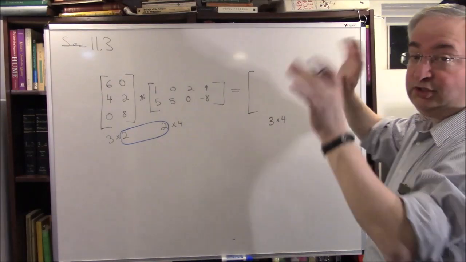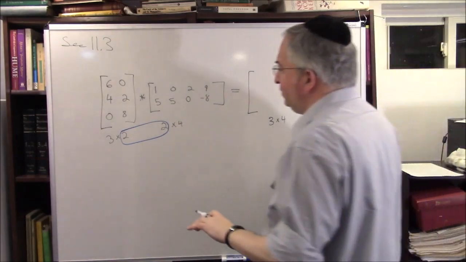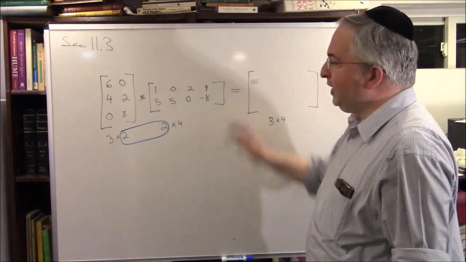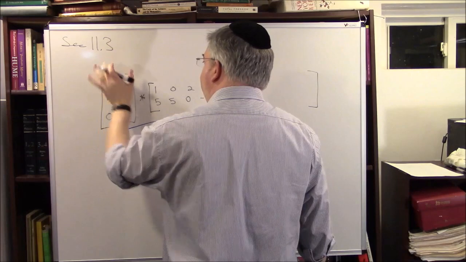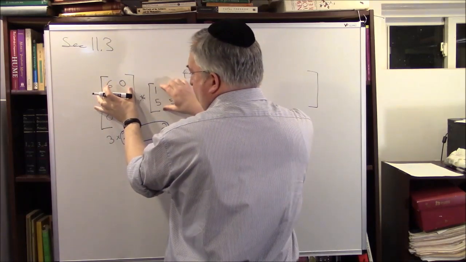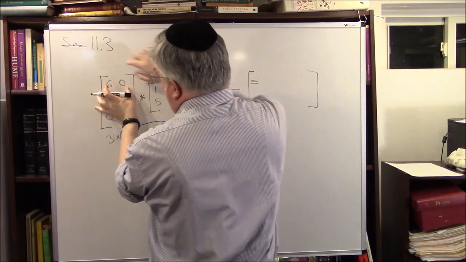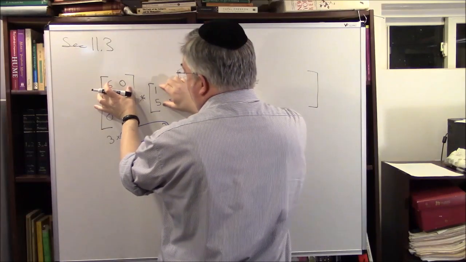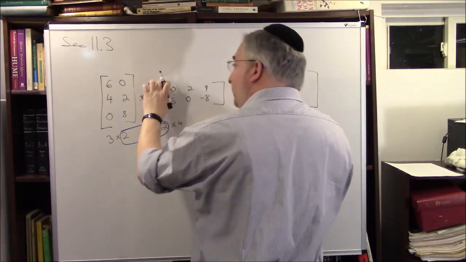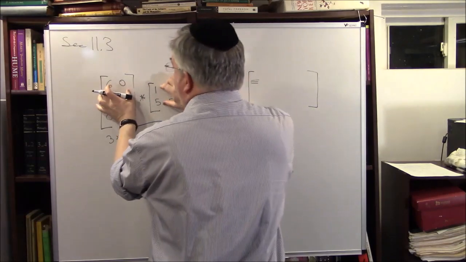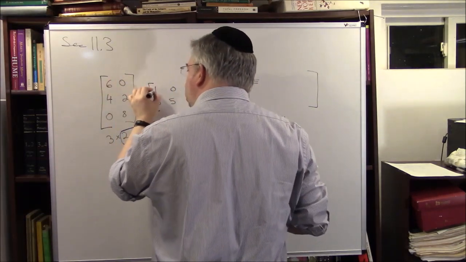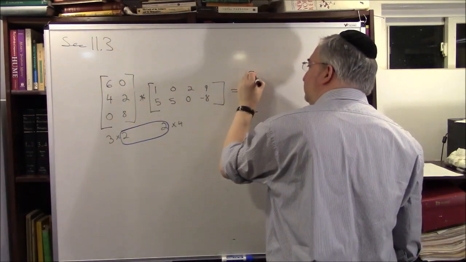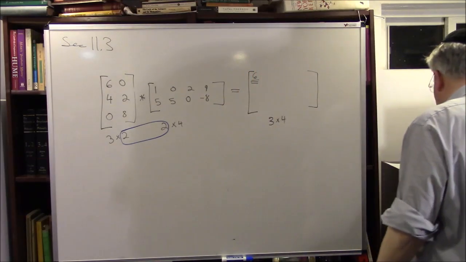You need 3 hands to do this. Okay? And it goes as follows. I want to figure out what the first position is. This is the first row, first column. So what I do is I look at the first row, first column, and I fly these numbers across. Notice this has 2 elements, this has 2 elements. Why? Because there are 2 columns here and there are 2 rows here, so they're the same. And so we're going to bring them across, and we're going to do as follows. 6 times 1 plus 0 times 5 is 6. That is the first entry.